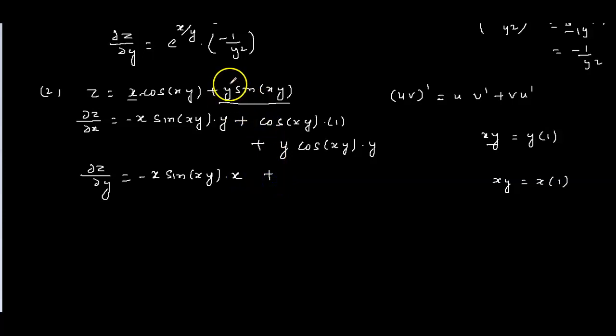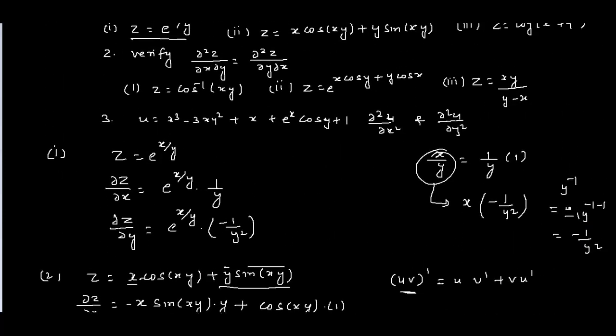here two functions are there. This is y, and this is sin, where the angle is also there. So you need to apply u into v again here. So y cos of xy, and xy with respect to y is x, plus sin of xy, and this y differentiation is 1. So this is del z by del y. Now if you want, you can simplify, you can take the common things.